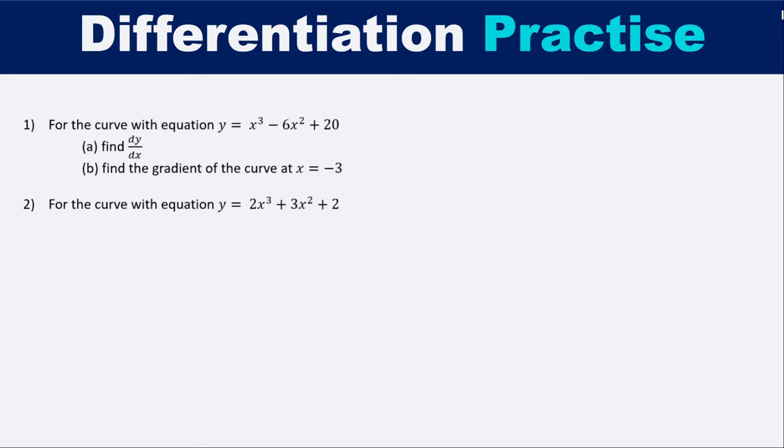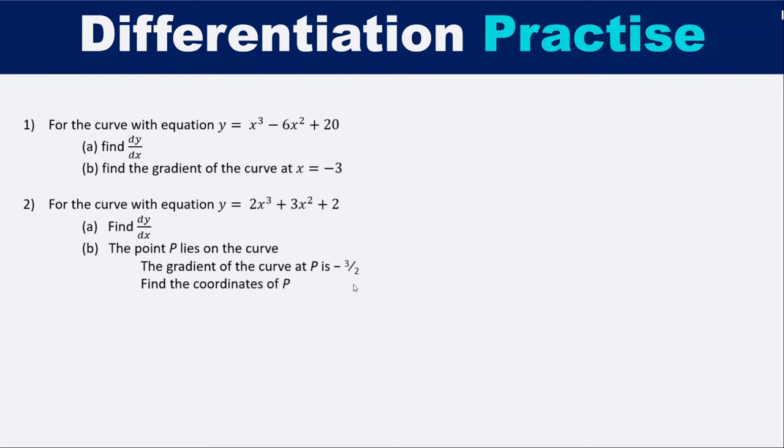For question 2, we've got another curve here, and we want to find again the gradient function, dy dx. But then we need to work out where point P is on this curve, given that the gradient at P is equal to -3/2. Make sure you read that carefully. X is not equal to -3/2. It's the gradient that's equal to -3/2. So using the gradient function you worked out in A, set it equal to -3/2 and work out the x value.